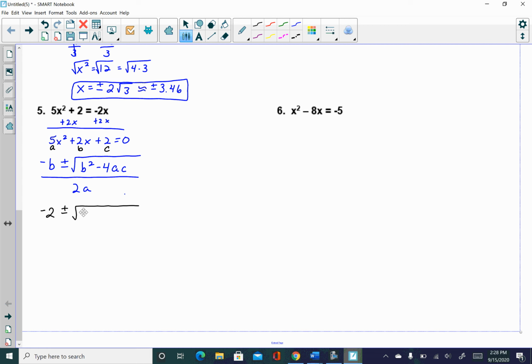Plus or minus square root b squared, so 2 squared, minus 4 times a, which is 5, and c is another 2, all over 2 times a, so 2 times 5.